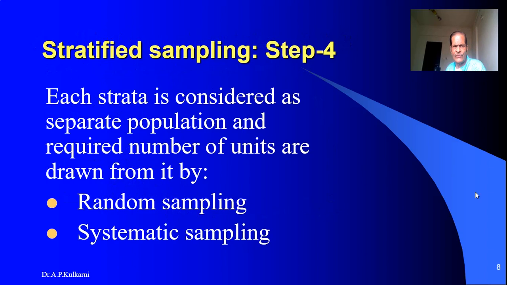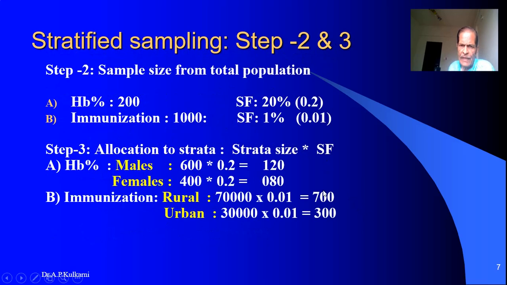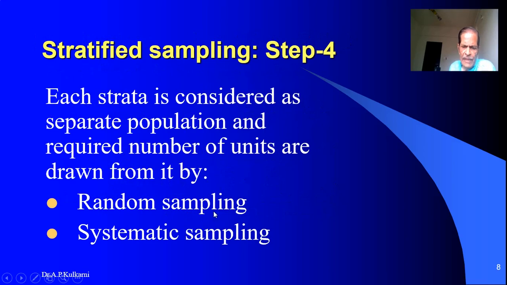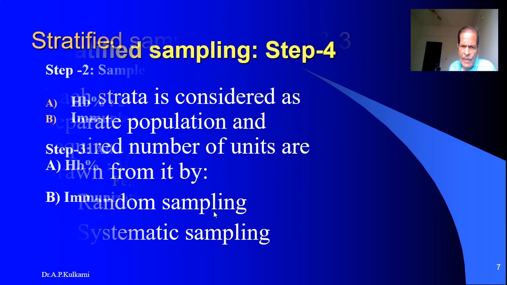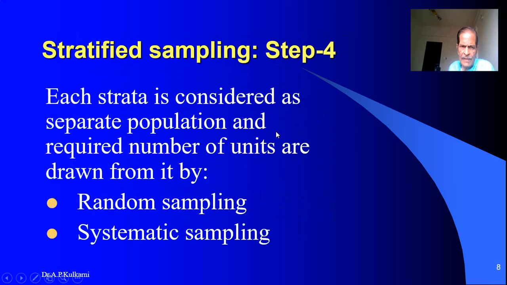Now, having done this, each strata is then considered as a separate population, and the required number of units are drawn from it by random sampling or by systematic sampling. And this we have already explained, how the random sampling can be done and how the systematic sampling is done. So from amongst the males, we will draw the required males, that is 120, by random sampling. Similarly, from amongst the females, we will draw 80 females by random sampling.